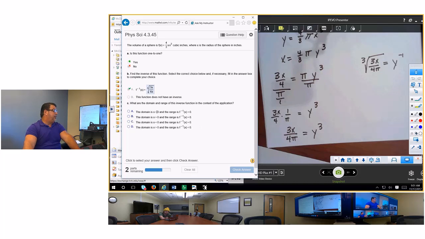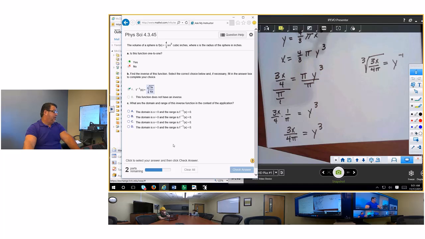What are the domain and range of this inverse function in the context of the application? That basically says, what's the domain and range of this function compared to the previous function? Well, the previous function is all real numbers, both what? On the range and the domain. Okay, so if you was to graph this, it should be all real numbers because you can take the cube root of a negative. So, I would say the domain is all real numbers. But, of course, they're not doing that. They say that the domain is less than 0.